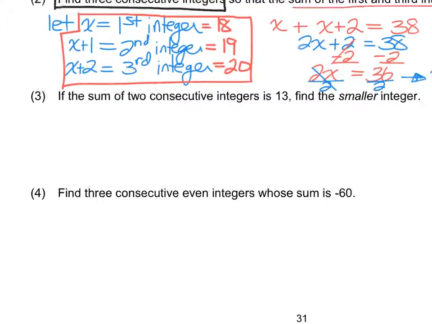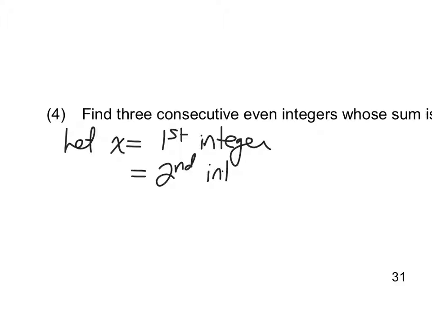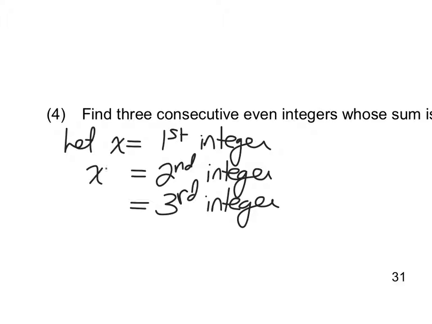All right, three consecutive even integers. So let's get our let statement going here. Let x equal the first integer. We need a second. And we need a third. Perfecto. Are you supposed to say an even integer? It doesn't matter. As long as your final answer has a list of only even integers, you'll be fine. If you put even in there, that's even better, but not necessary.